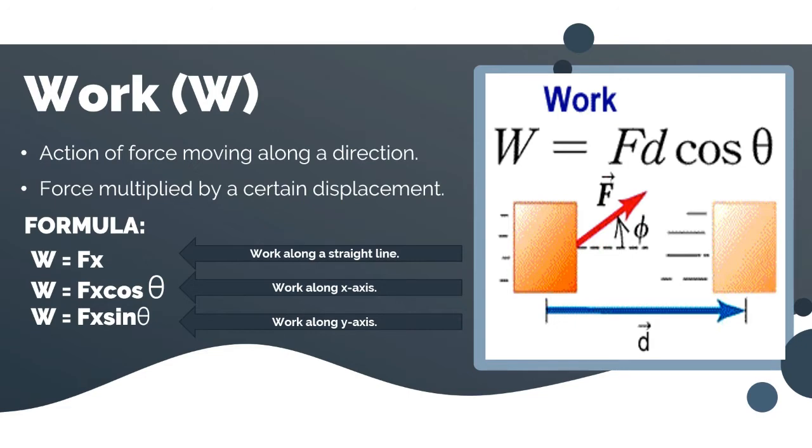And we have here the different formulas for determining the work. For the first one, how do we get the work along a straight line? It is really simple. Work is equal to F, which is the force, times X, which is the displacement. Next, how would we determine the work along the x-axis? It would be F times the displacement times cosine theta. And for the work along the y-axis, it would be F times the displacement times sine theta.